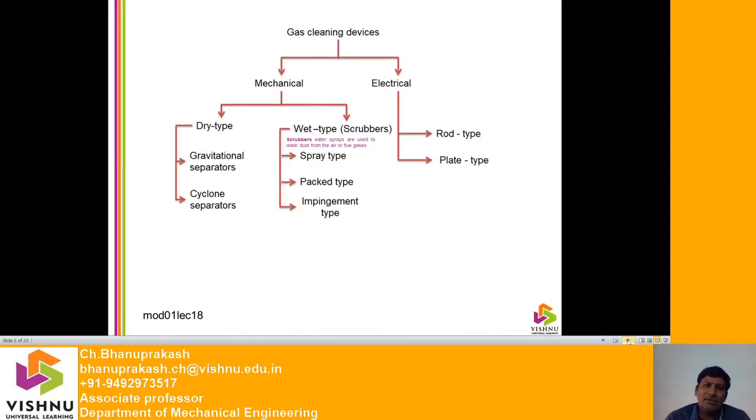Gas cleaning devices will be classified into two. One is the mechanical devices, another one is the electrical devices. Again, the mechanical devices will be subclassified into two. One is the dry type, another one is the wet type. The dry type will be subclassified into the gravitational separator and the cyclone separator. The wet type of scrubbers will be subclassified into the spray type, the packed type, and the impingement type.